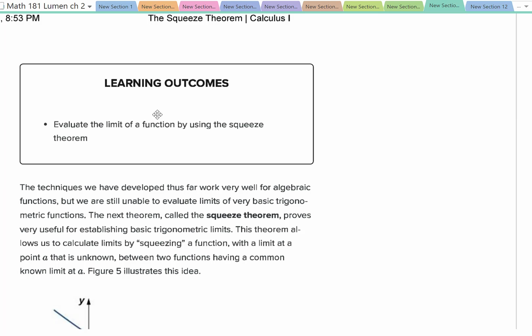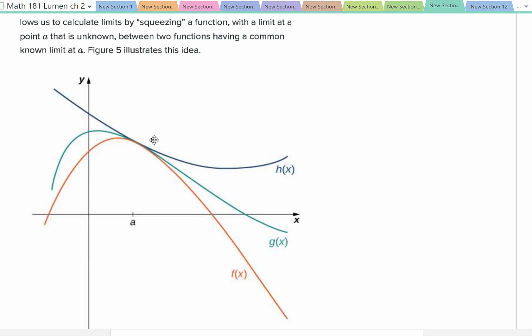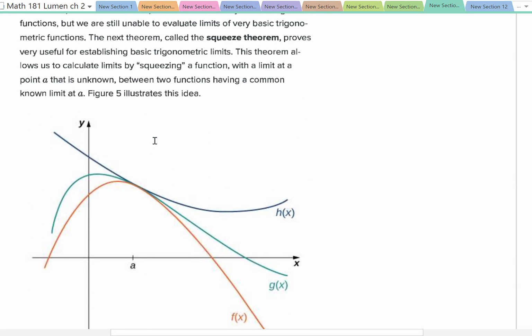So, learning outcome: evaluate the limit of a function by using the Squeeze Theorem. The idea is, here's g of x, your function in question. h of x is always bigger, f of x is always smaller. And so if we come to a place where h of x and f of x are coming to the same limit, that means g of x would be going to that same limit.